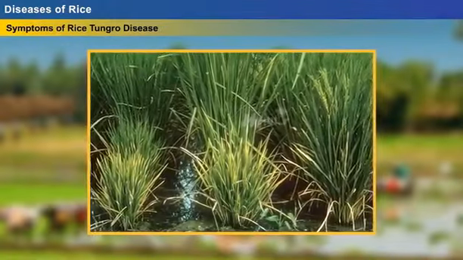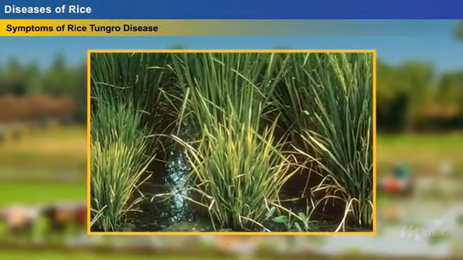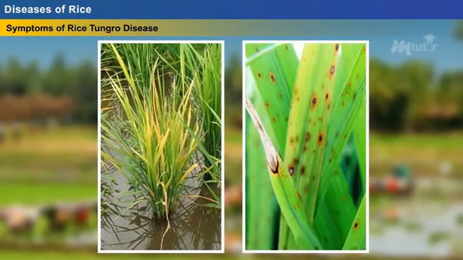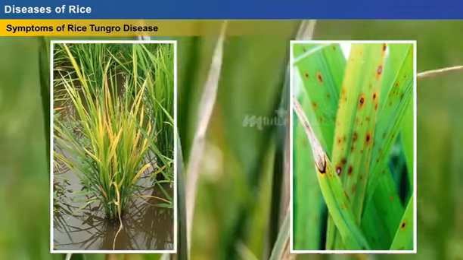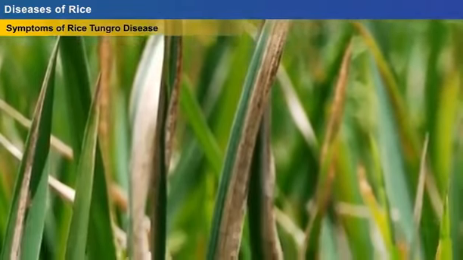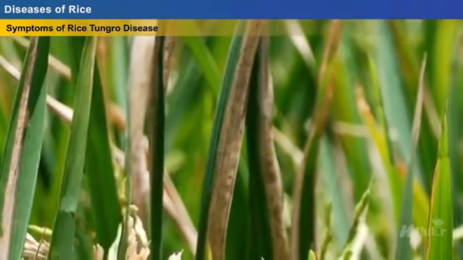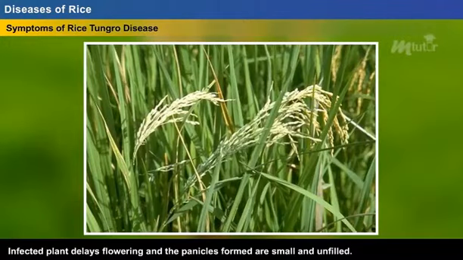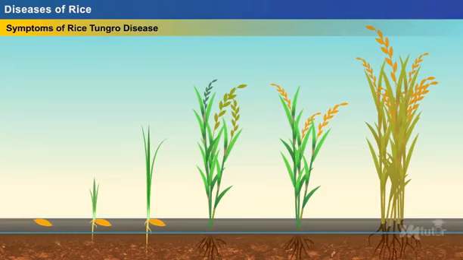Symptoms of rice tungro disease. The infected plants show stunted growth or reduced tillering. The leaves turn yellow or orange-yellowish in color and may also develop rust-colored spots. The discoloration starts from the leaf tip and extends down the blade and to the lower portion of the leaf. Infected plants delay flowering, and the panicles formed are small and unfilled or may have discolored grains. These viruses can affect the rice plant at any growth stage, particularly during the vegetative stage.